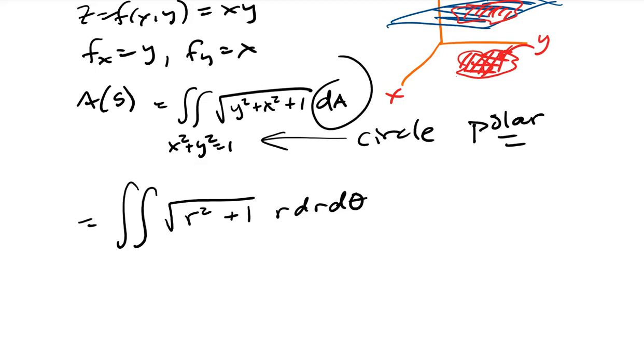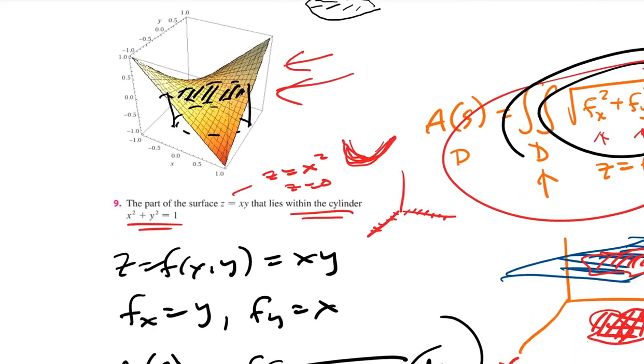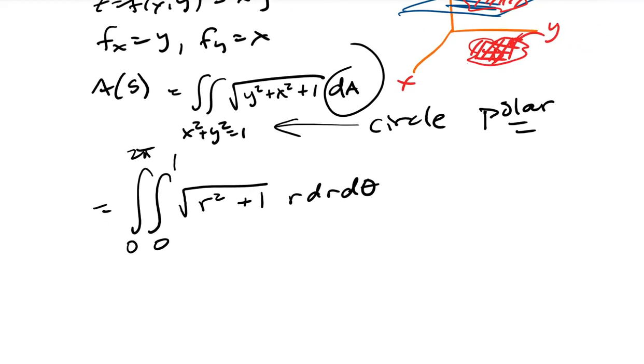X squared plus y squared is 1 is a circle, so this is going to go 0 to 2 pi, and then 0 to 1. Now, I can maybe multiply this by 4 and make it 0 to pi over 2, but I'm not sure of the symmetry here, so I'm going to leave it as it is. It's not going to make it much easier if I did that anyway.